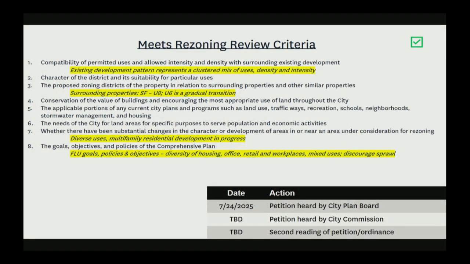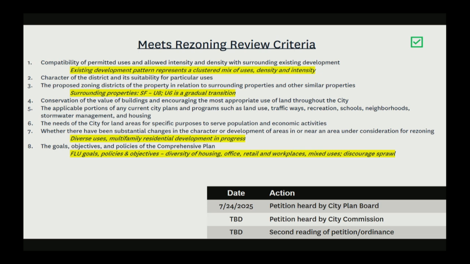So the staff report before you reviews against specific rezoning criteria that we are obligated to review against under the Land Development Code, and staff have found that this request meets those criteria, specifically compatibility with the permitted uses and allowed intensity and density within the surrounding existing development. There is an existing development pattern in this area that is essentially a clustered mix of uses, densities, and intensities. The proposed zoning districts of the property in relation to surrounding properties and other similar properties.